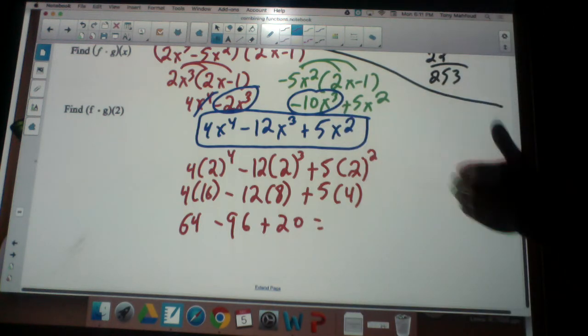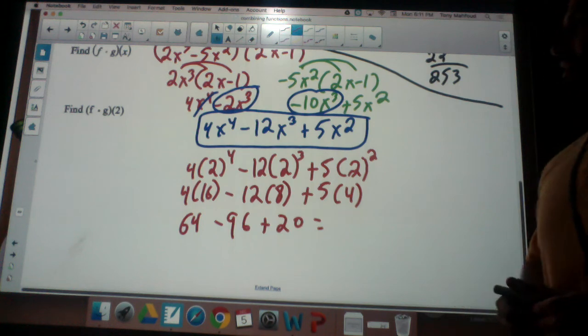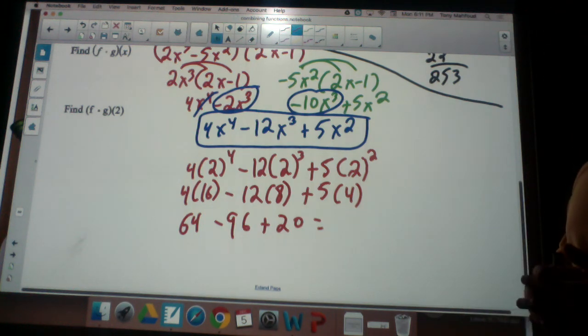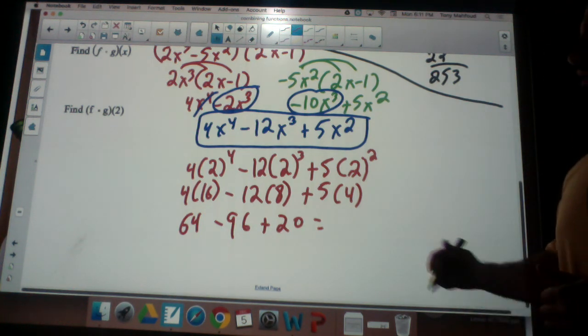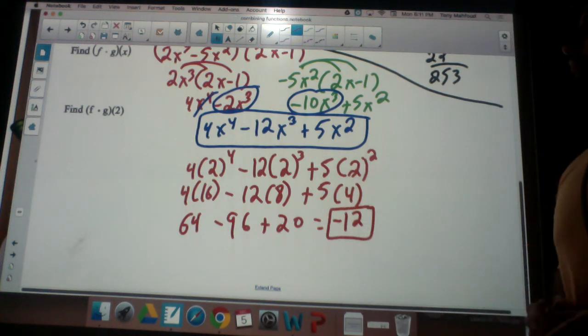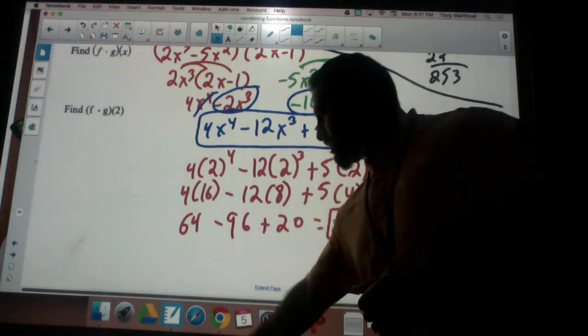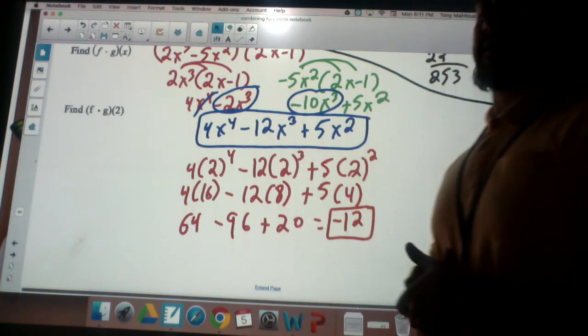Then I'm just going to go from left to right. That's going to give me 64 minus 96, which will give me negative 32. Negative 32 plus 20 will give me negative 12. All right, check my math. Sure, I went wrong somewhere. Or maybe I didn't, because I'm perfect, right?